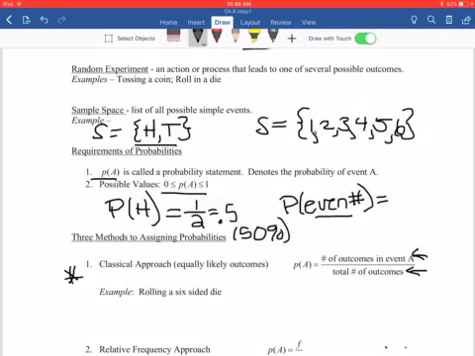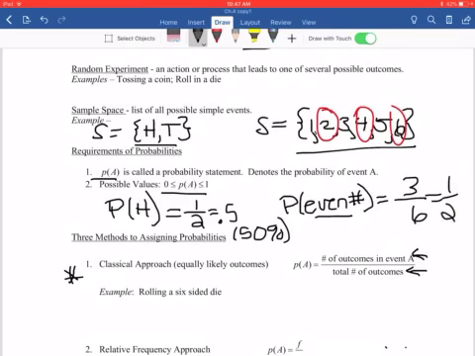So the probability of rolling an even number, we count how many numbers we have that are even. We have a 2, a 4, and a 6. So there's 3 even numbers out of a total possible number of outcomes of 6, which is again 1/2 or 0.5 or 50%. Make sense?